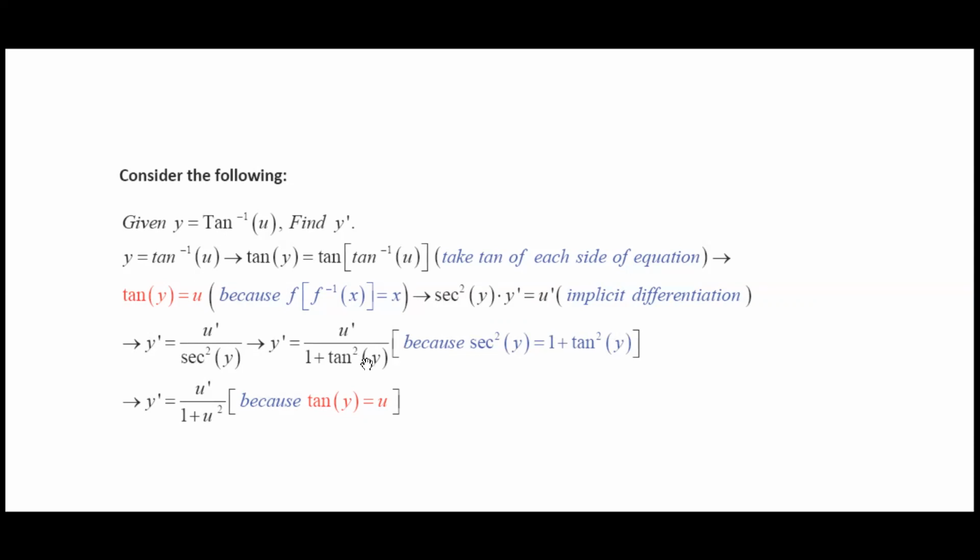We're almost there. Notice the tangent of y is u. See this in red up here? So we're going to substitute u for the tangent of y, and of course, this is the tangent squared of y, so this will be u squared. So y prime is u prime over 1 plus u squared. And we're done. We wanted y prime, and we have y prime.